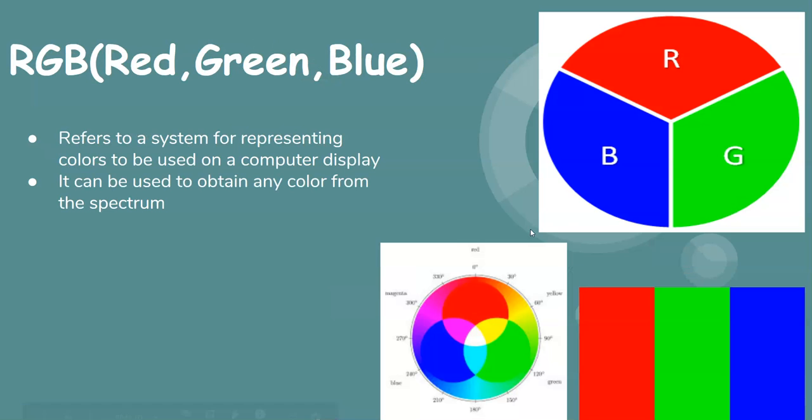Now RGB, which stands for red, green, and blue, refers to a system for representing colors to be used on a computer display or even a phone display. It can be used to obtain any color from the spectrum. Each pixel on a display has red, green, and blue, and depending on the intensity, you could make it any color you want. This is a good example right here of how RGB works. You're just mixing the colors together or lowering the intensity of one color to create another color. So that's pretty much RGB.